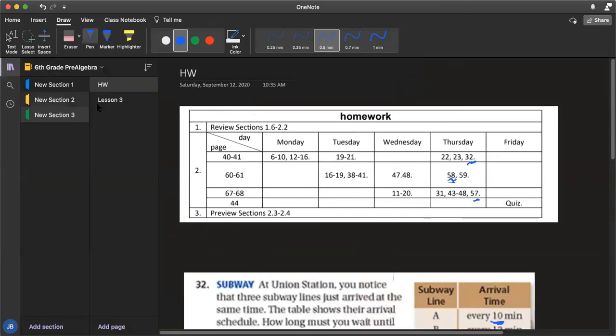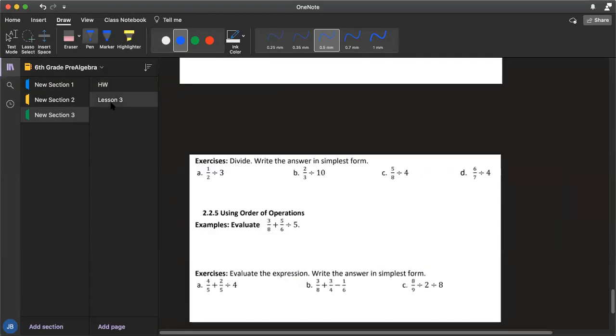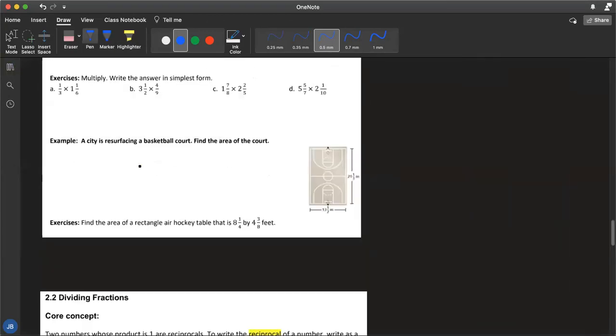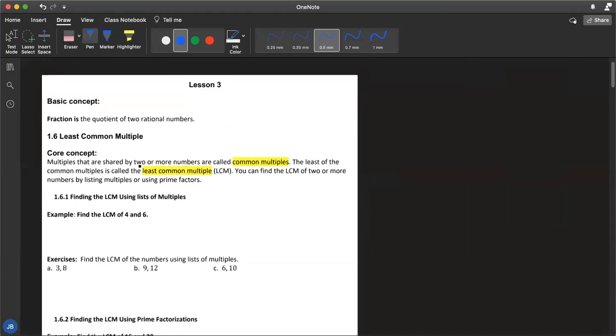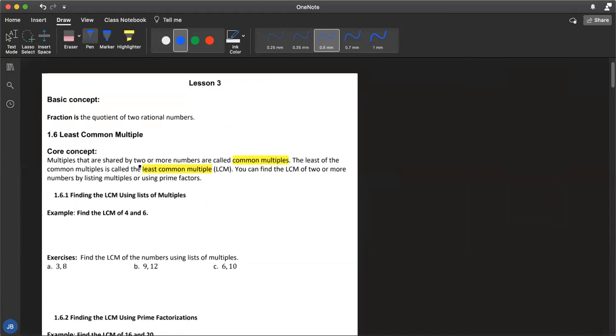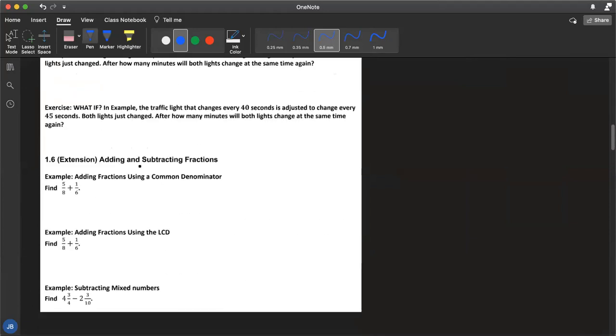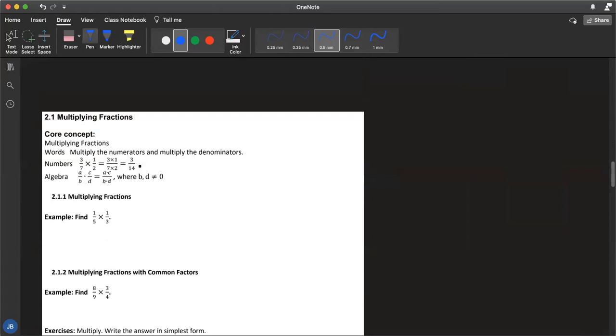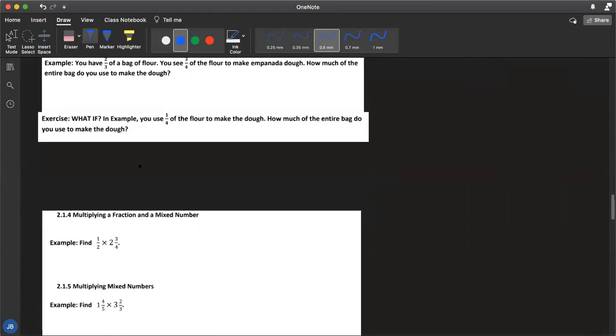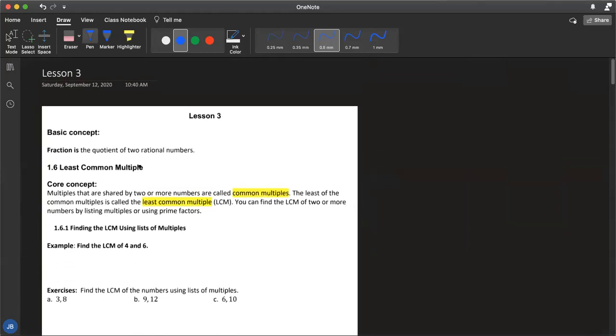All right, so we'll get started on our lesson today. So today we're looking over fractions, least common multiples, and I think that's it. Multiplying fractions. So it'll be all basically just fraction stuff again.